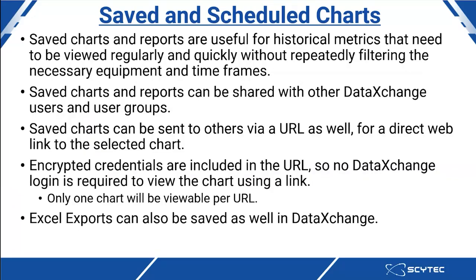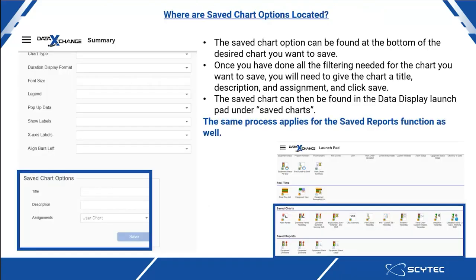Saved charts and reports are useful for historical metrics that need to be viewed regularly and quickly without repeatedly filtering the necessary equipment and time frames. Saved charts and reports can be shared with other Data Exchange users and user groups. Saved charts can be sent to others via a URL as well for a direct web link to the selected chart. Encrypted credentials are included in the URL, so no Data Exchange login is required to view the chart using a link. Only one chart will be viewable per URL, and Excel exports can also be saved as well in Data Exchange.